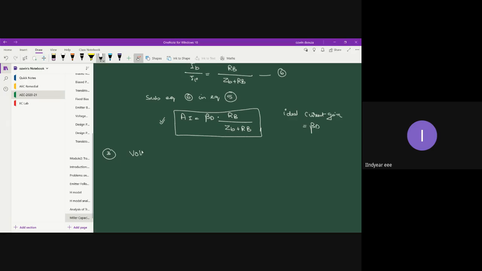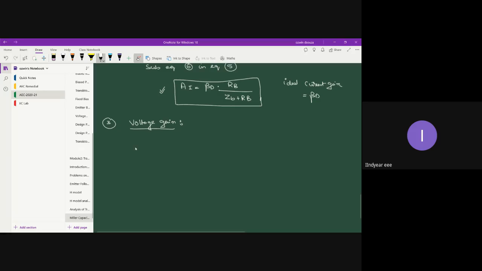Third one, voltage gain. Voltage gain is also very simple. To find voltage gain, I will recreate the circuit. Okay, this is your base terminal. This is your RI, and then you have your RE. This is your ground terminal. Let us mark VI here, minus plus. This is your RE.